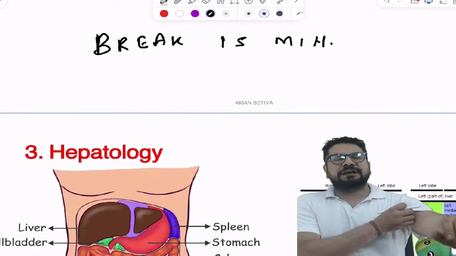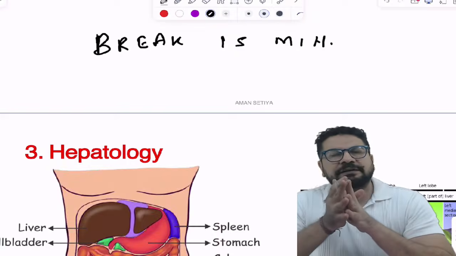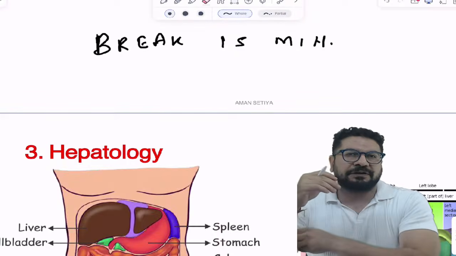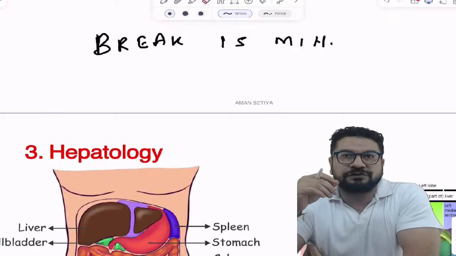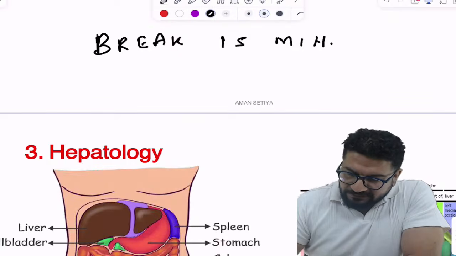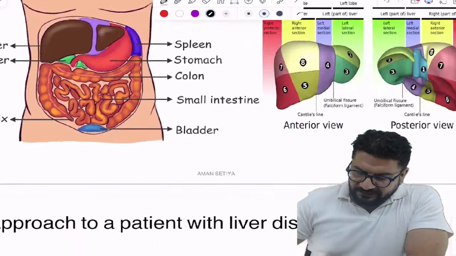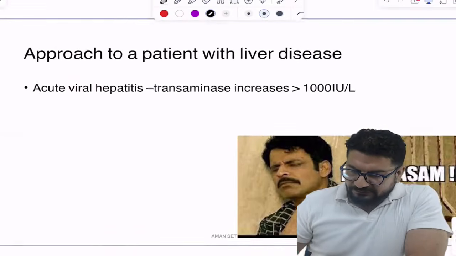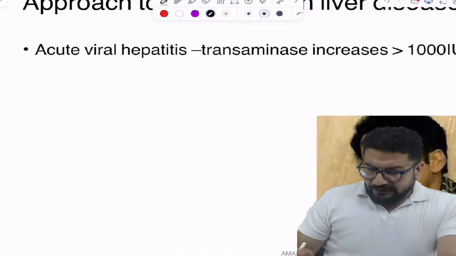Okay guys, so we have finished ABG part and ECG, important ECG part, and some part of endocrinology and rheumatology. So you can watch those things later on. Now let's continue with another important thing which they ask on liver. So basically in liver what they ask you is a question on how to approach.